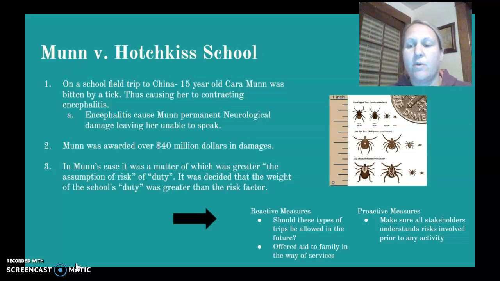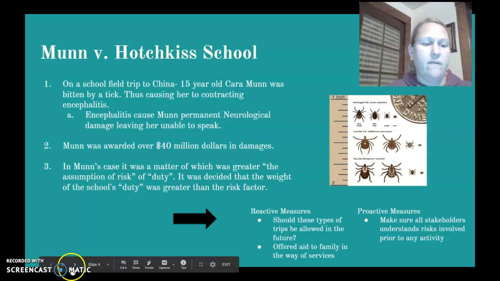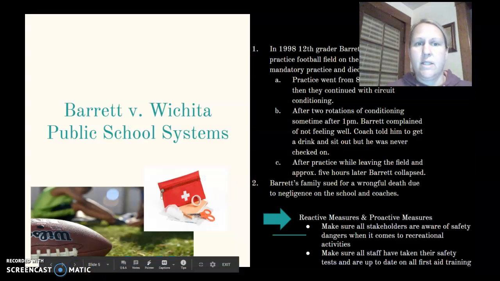And as far as proactive measures, once again, make sure that all the stakeholders understand the risks involved prior to any type of activity, whether it's a field trip or a school-sponsored event. There are several risks involved in no matter what we do, and we need to make sure that all our students are safe.